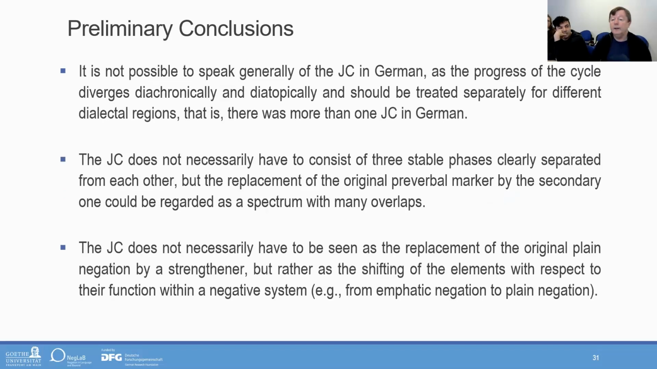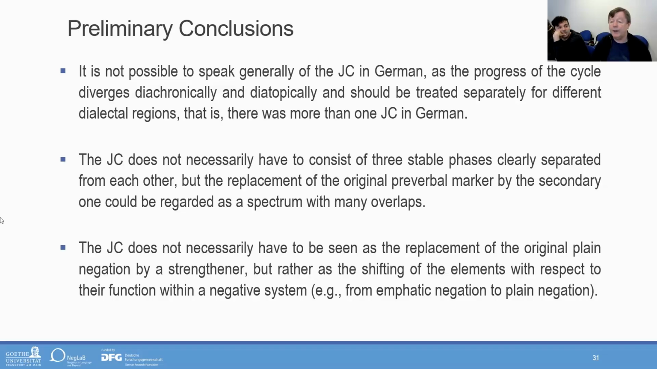Then it is not possible to speak generally of the Jespersen cycle in German, as the progress of the cycle diverges diachronically and diatopically and should be treated separately for different dialectal regions. That is, there was more than one Jespersen cycle in German.